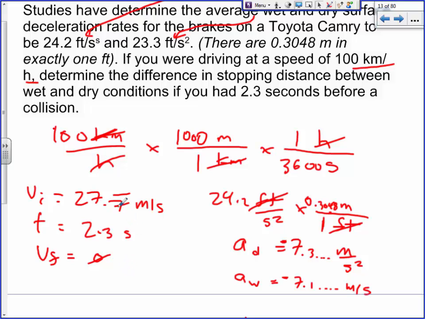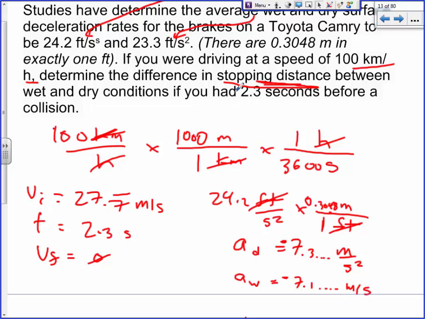We got that right? We have an initial velocity. We have time. Oh, yeah, velocity final is 0. We know how fast we're going to decelerate. I just realized something here. I shouldn't have used the phrase stopping distance here, because in 2.3 seconds, you might not actually come to a complete stop. I just realized that. I think I was kind of leading you wrong there.